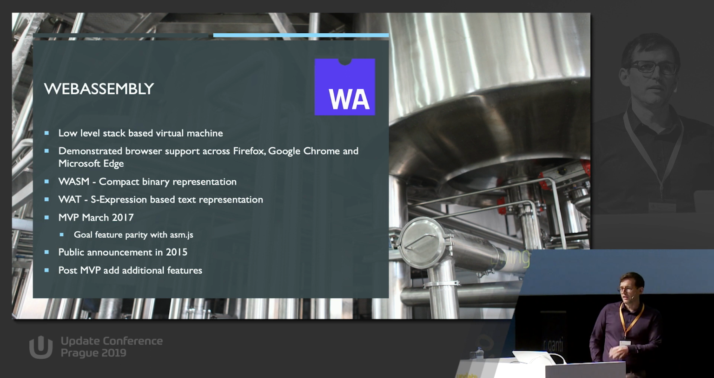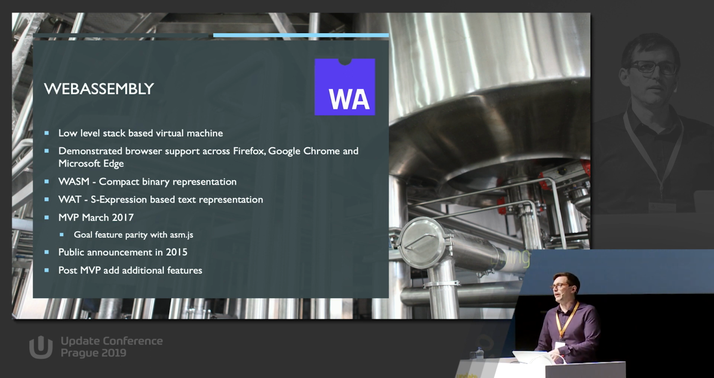The way that they decided to release it, they decided to define a minimum viable product, the MVP, which they released in March of 2017. And its goal was to have feature parity with ASM.js, at least on most things. So the idea was, okay, here's a compact representation. We're going to have feature parity with ASM.js, and we'll move forward. The idea of the minimum viable product was they were going to focus on the basic parts of the virtual machine and then decide how they wanted to move forward with more instructions, and we'll talk about that later.